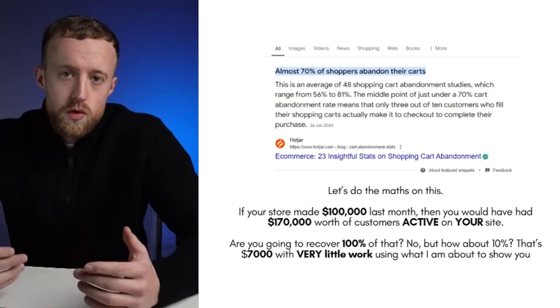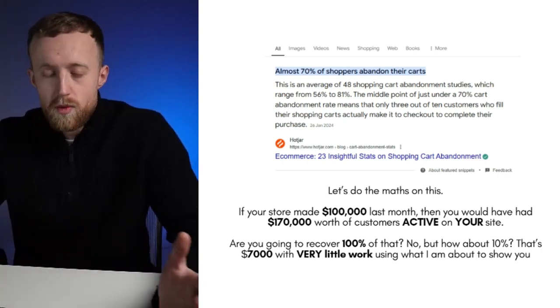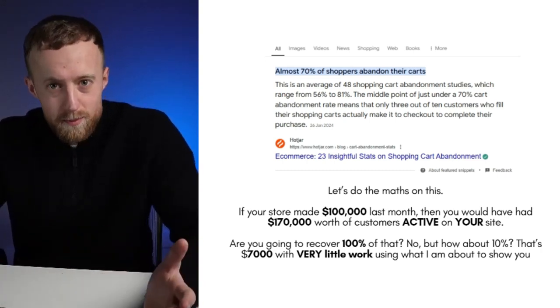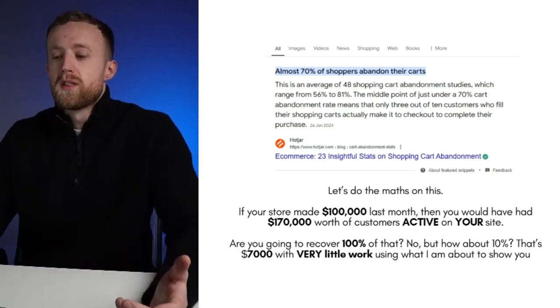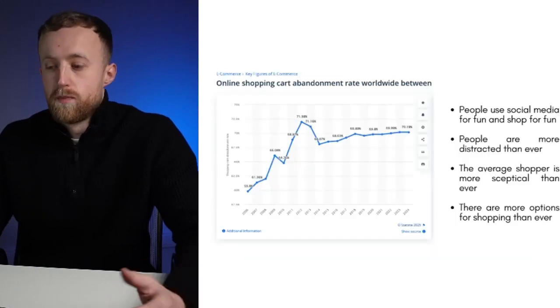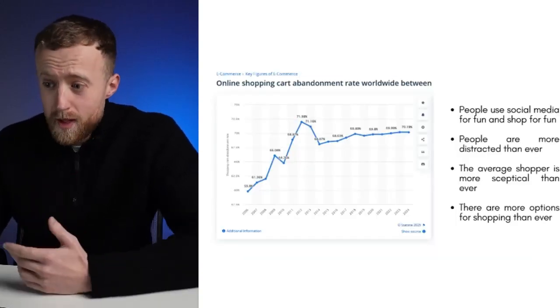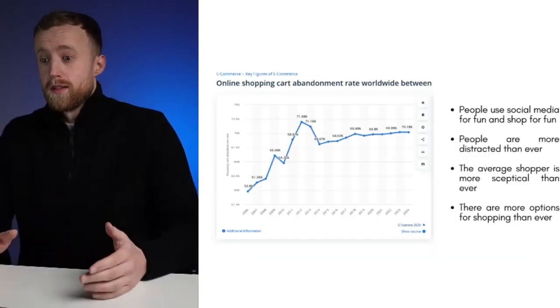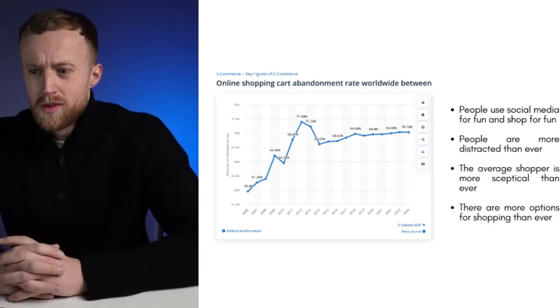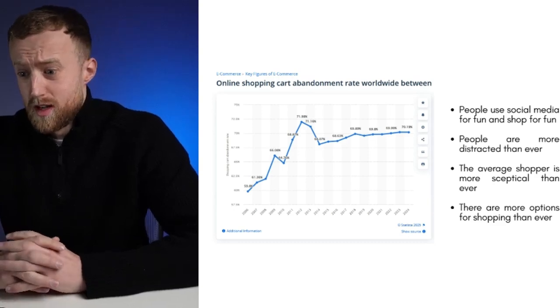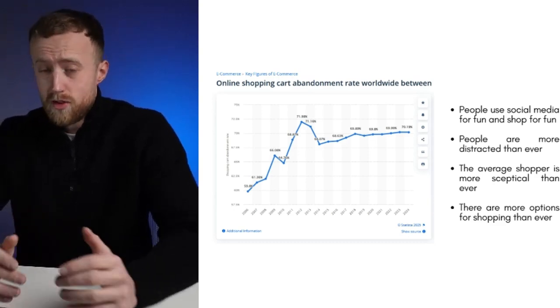Now look, you're not going to recover 100% of this. That's not what this video is about. But how about 10%? How about just recovering 10 more percent? What would that do for your business month on month? It's a lot. And shopping cart abandonment is rising year on year. If you look at this chart below, you can see year on year. I don't know what's happening in 2012, but that looks like it was crazy that year. But it's going higher and higher.